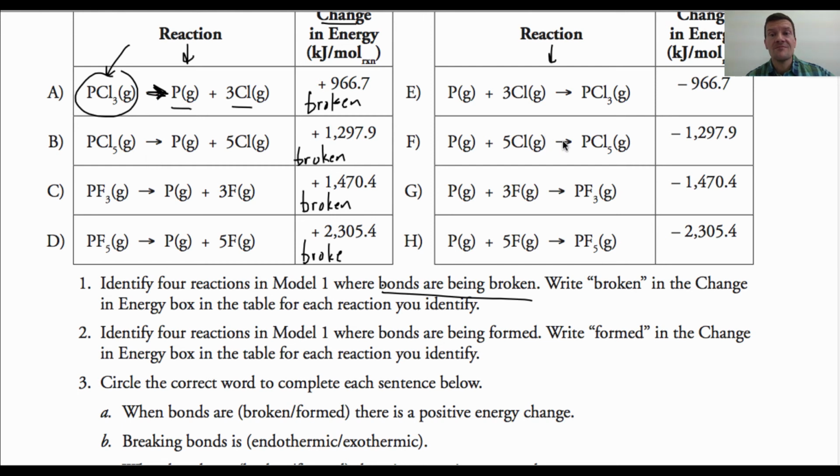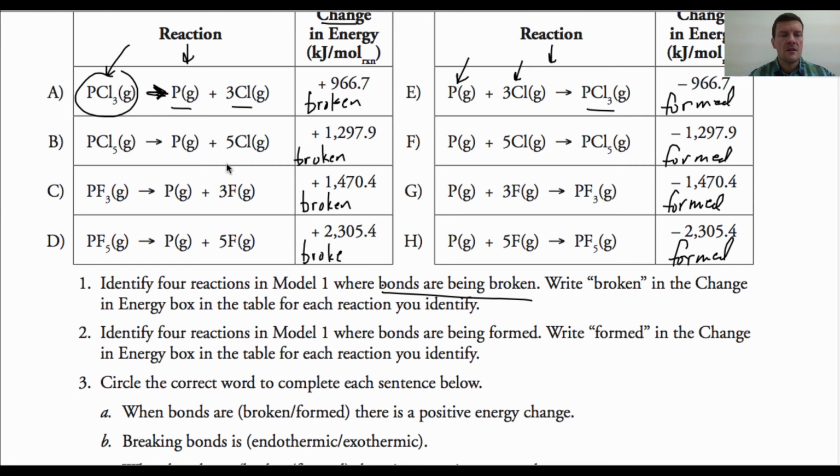Over here, you guessed it, this is where bonds are being formed because they're focusing on a synthesis reaction. So the bonds are being formed because we're starting with elements over here, so there's nothing to break. You can't take phosphorus and break its bond because it's not bonded to anything. So you have pure phosphorus, pure chlorine, and now they're going to form bonds here after the reaction occurs. Okay?